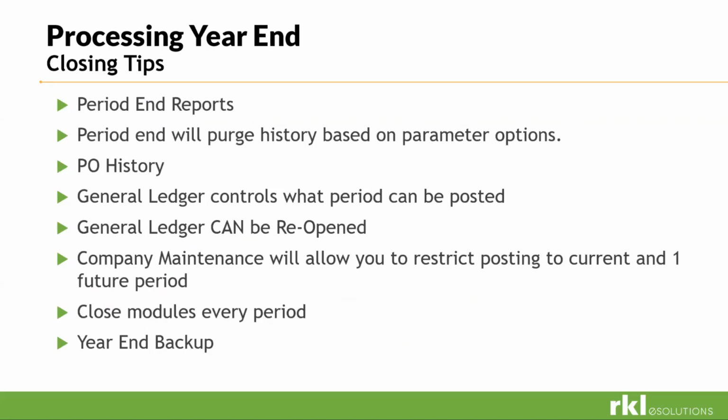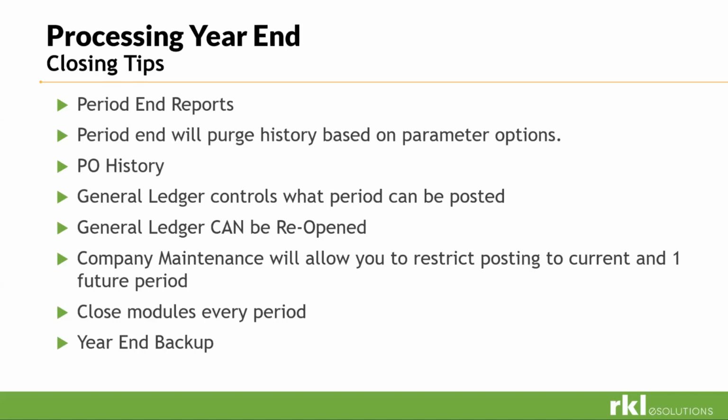So just in closing, a few tips. Period end reports need to be run before you close the period. When you run period end, it will purge the history in Sage 100 based upon the number of years worth of history you've chosen to keep for each of those modules. You do now have purchase order history, which wasn't available in previous versions, but is available in versions 2017 and higher. So that will be affected as well.